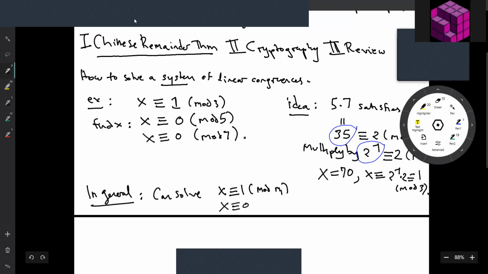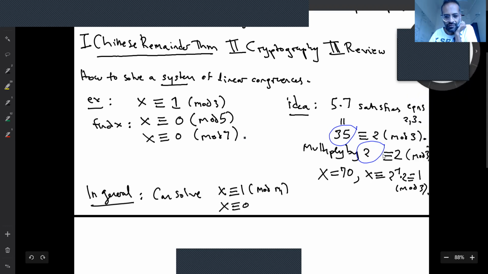Wait, that's 2 to the -1, not 2 to the 7, right? Yeah, that's 2 to the -1. That's the inverse of 2 modulo 3, which happens to be 2. So let me make that clear. Yeah, good point. Okay, that's not much clearer. Let me fix this.